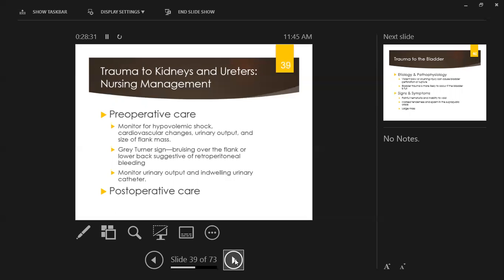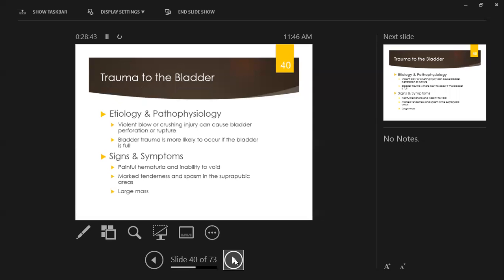We're going to be monitoring urinary output and indwelling urinary catheter. Postoperatively, we're also going to be monitoring their output, managing their pain, and watching for continued signs and symptoms of hypovolemic shock. Trauma to the bladder.